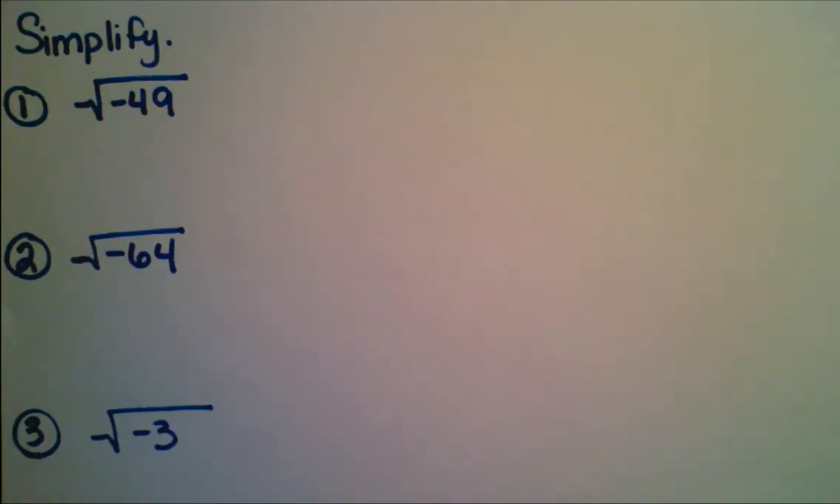All right, so we're going to be looking at some complex numbers and simplifying them. First example: simplify the square root of negative 49.